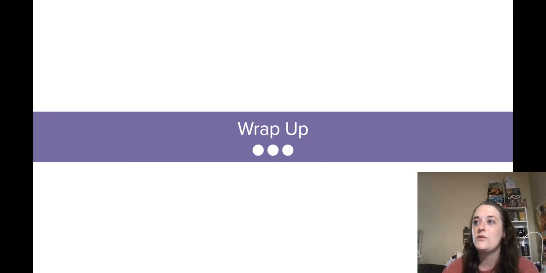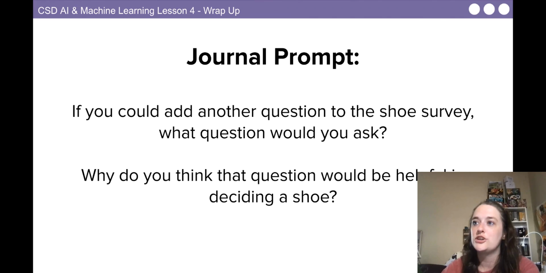Okay, so the last part is our journal wrap-up, and you are going to answer these 2 questions. If you could add another question to the shoe survey, what question would you ask? And why do you think that question would be helpful in deciding a shoe? So you're going to put that in your journal. And also don't forget to add the key vocabulary from the lesson.